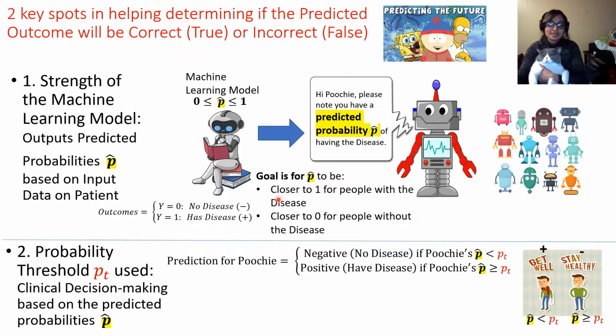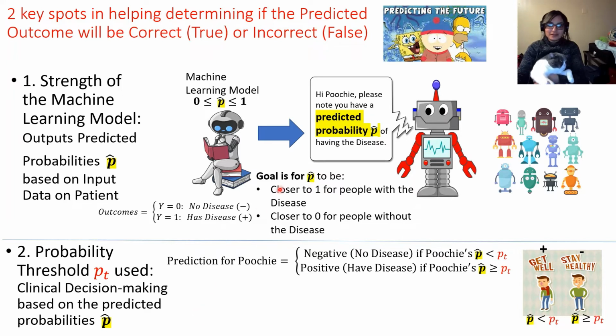But it's trying to output predictive probabilities. And we hope that the higher the predicted probability is, it should be really close to 1 for people who have the disease, because 1 means you have the disease. So in an ideal world, the predicted probability of you having the disease would be 100% if you have the disease, and it would be 0% if you did not have the disease. The predicted probability of you having the disease, given that you don't have the disease, should be 0. In an ideal world, that's what those probabilities should be.